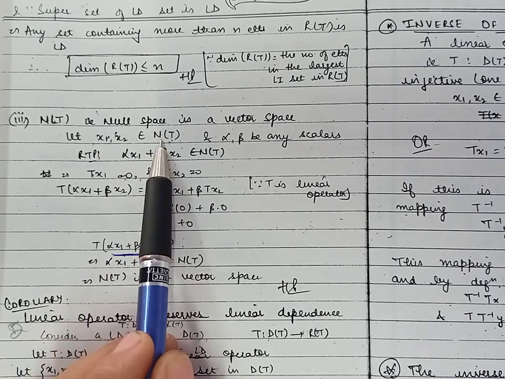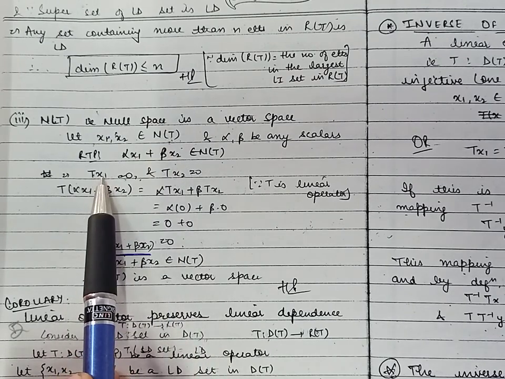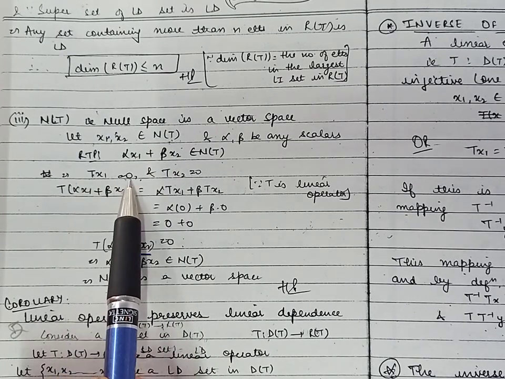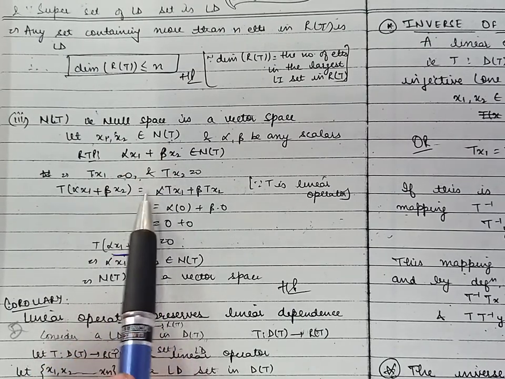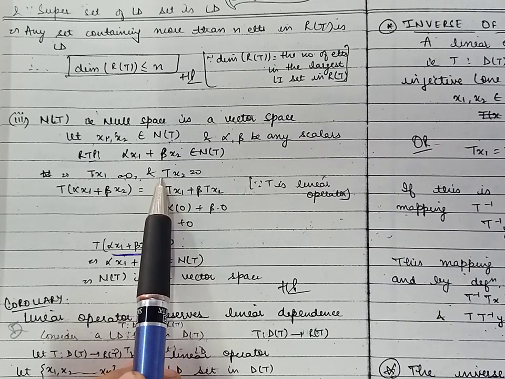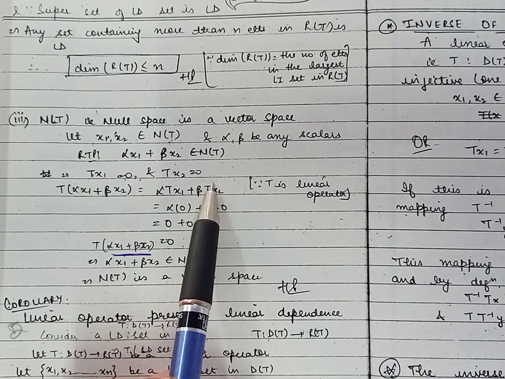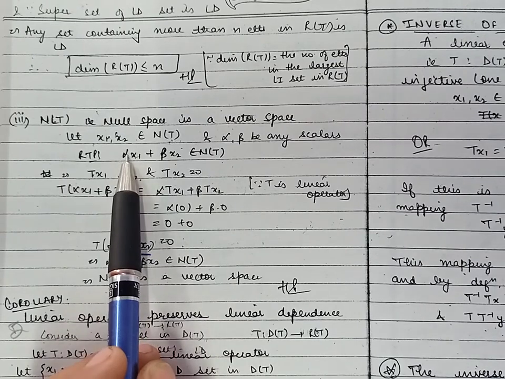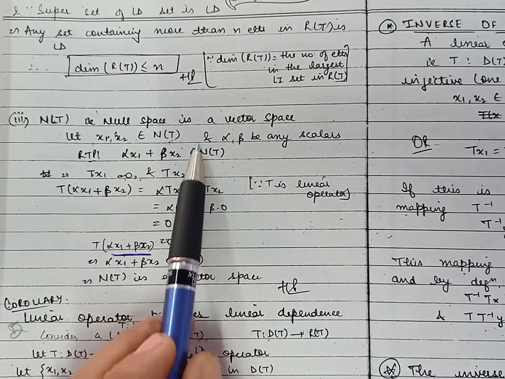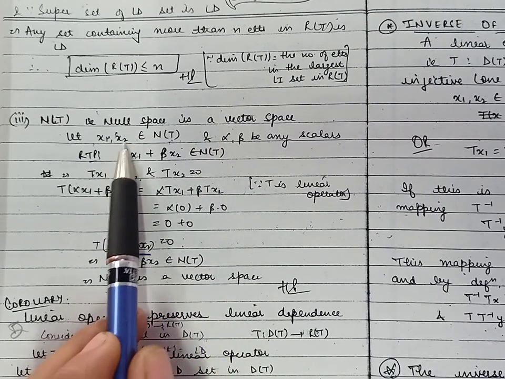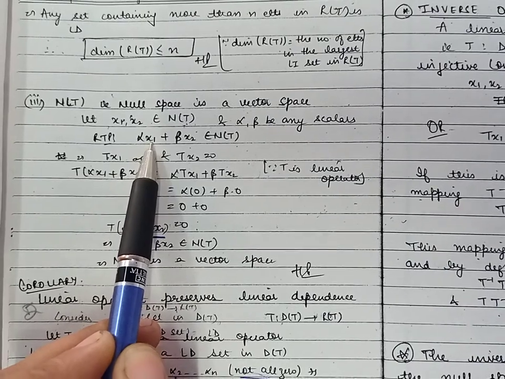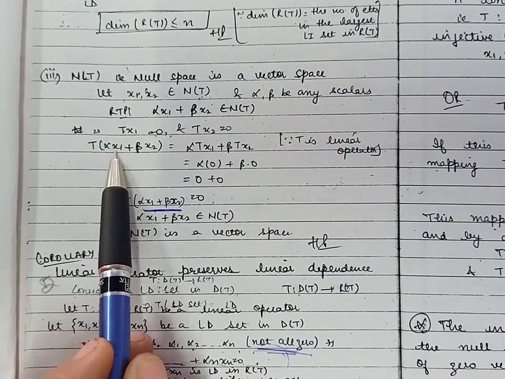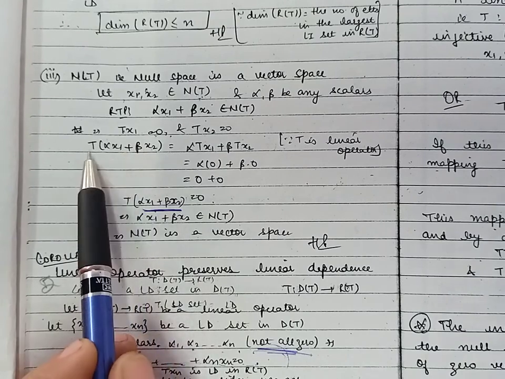Because x1 belongs to the null space of T, by definition of null space the image of x1 under T will be 0. Also x2 belongs to the null space of T, so by definition the image of x2 under T will be 0. Now because we are to prove that alpha x1 plus beta x2 belongs to the null space of T, it means the image of this vector under T must be 0.